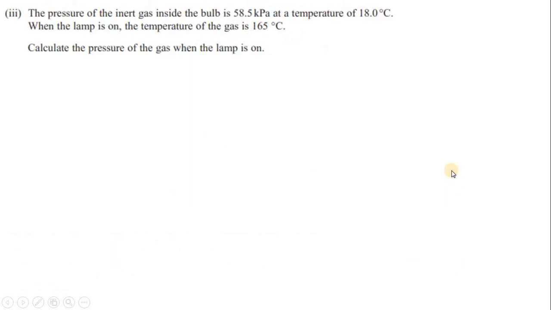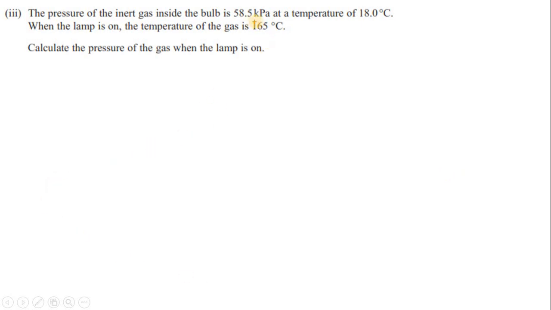The pressure of the inert gas inside the bulb is 58.5 kilopascal at a temperature of 18 degrees Celsius. When the lamp is on, the temperature of the gas is 165 degrees Celsius. Calculate the pressure of the gas when the lamp is on.